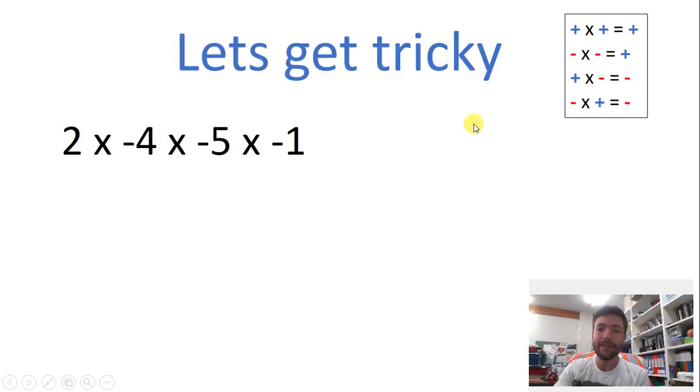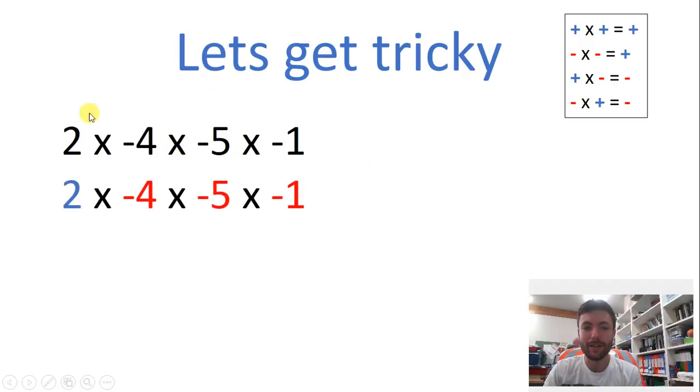So let's look at a more complicated one here. We have 2 times by negative 4 times by negative 5 times by negative 1. First I'm just going to label it into positives and negatives. So we have a positive 2, a negative 4, negative 5, and a negative 1. I'm going to break it up into parts. I'm going to do 2 times negative 4 first, and I'm going to do negative 5 times negative 1. I'm going to do this part and get an answer here, and this part and get an answer here.